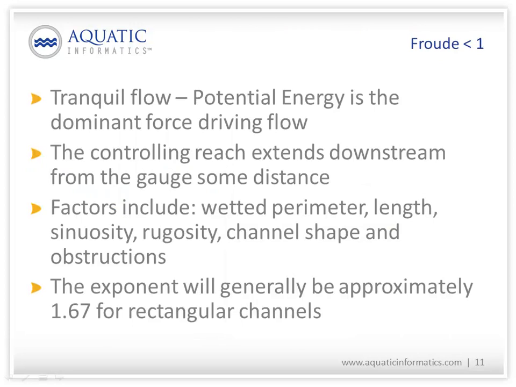When the Froude number is less than 1, we're generally talking about a channel control. This is where the pressure potential head is a dominant force driving flow. And what we have to consider is the total of the resisting forces along some length of the channel. And this length can extend for some distance downstream. So we need to consider the wetted perimeter, the sinuosity, rugosity, channel shape, and obstructions along that length. The exponent of a channel control would generally be expected to be somewhere around 1.67 for a perfectly rectangular channel, but could be higher if the width varies very much with channel depth.